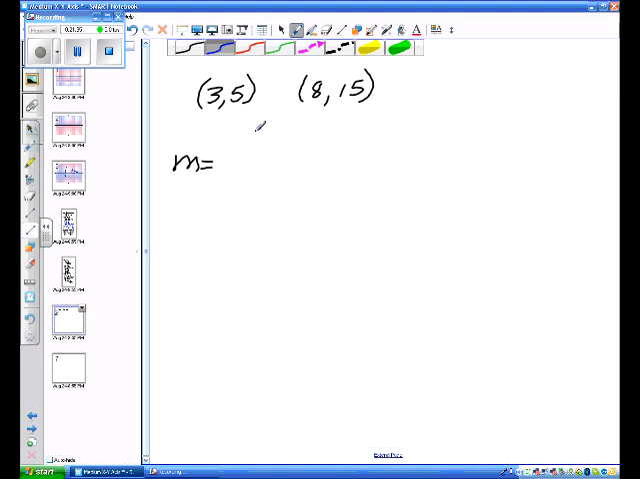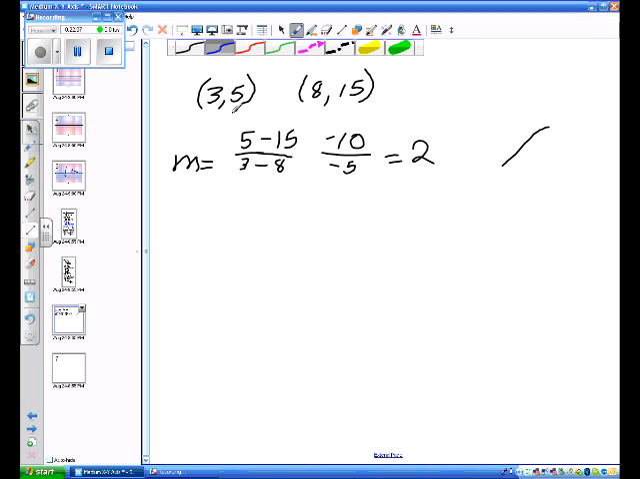It's the change in the y's over the change in the x's, and it doesn't matter which ones you use. I'm just going to go ahead and do this 5 minus 15. Since I did use this as my first y, I have to use this as my first x. That's the only important thing. So I end up with negative 10 over negative 5, which is a positive 2. So I know my graph's going to be going up as I go to the right because I have a positive slope. Now I have the slope and I have a point.